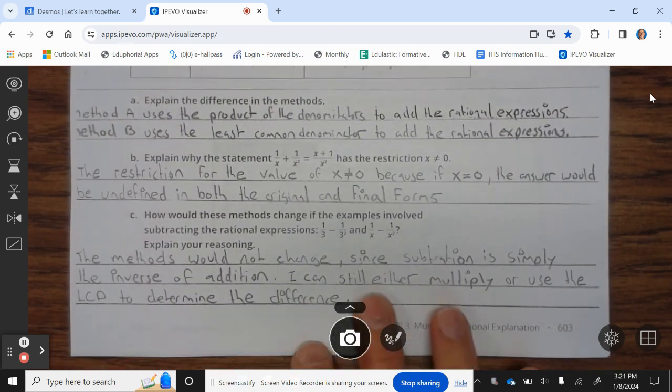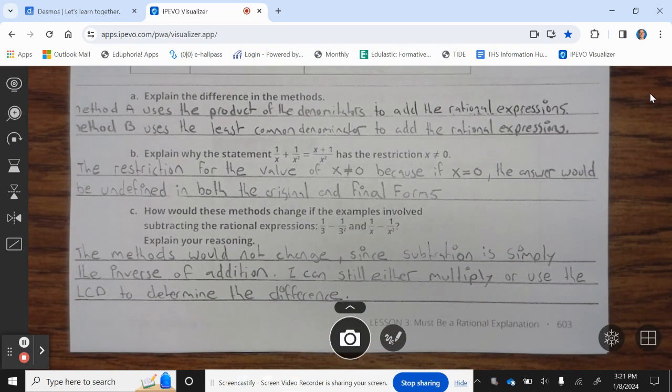Well, let's take a look here. A, explain the difference in the methods. Method A uses the product of denominators to add the rational expressions. Method B uses the least common denominator to add the rational expressions. B, explain the statement 1 divided by x plus 1 divided by x squared equals x plus 1 divided by x squared has the restrictions of x does not equal 0. The restriction is x does not equal 0 because if x equals 0, the answer would be undefined in both the original and final forms.